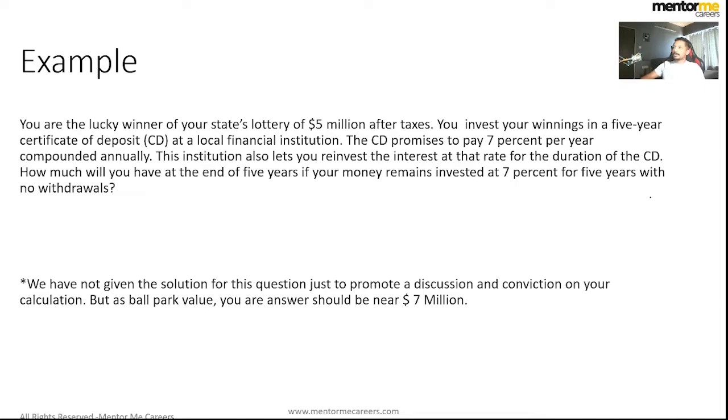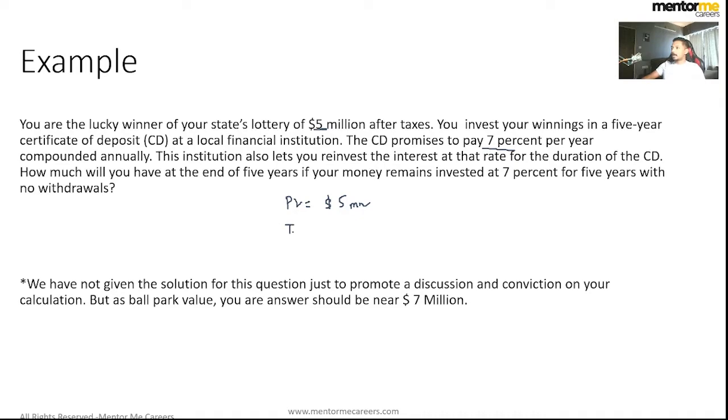Now let's look at an example here. If you're a lucky winner of your state's lottery for $5 million after taxes, you invest your winnings in a 5 year certificate of deposit at a local financial institute. The CD promises to pay 7%. So the way to calculate any TVM function is to first write down the data, right? You are the lucky winner of 5 million after taxes. That means we're talking about today. So today is present value, and present value is nothing but the 5 million we have at this stage, right? And you invest your winnings in a 5 year CD, which promises to pay 7% per year compounded annually.